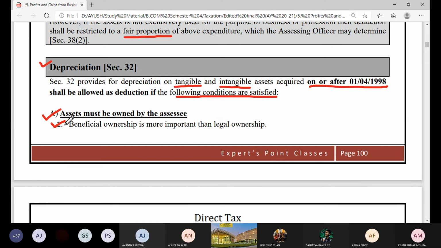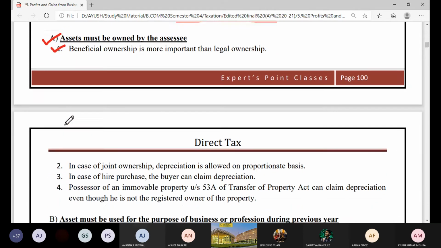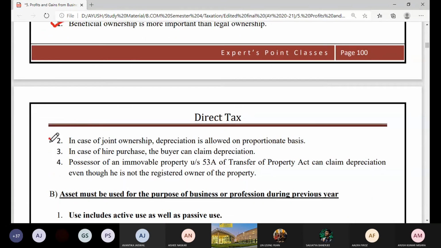Now, what we mean by beneficial ownership: it may happen that a particular asset is owned by you, but I'm using it as a beneficial owner. Government has given that asset to me for my benefit. So in such cases, beneficial ownership is more important than legal ownership. The next, in case of joint ownership, depreciation is allowed on a proportionate basis to all the owners.